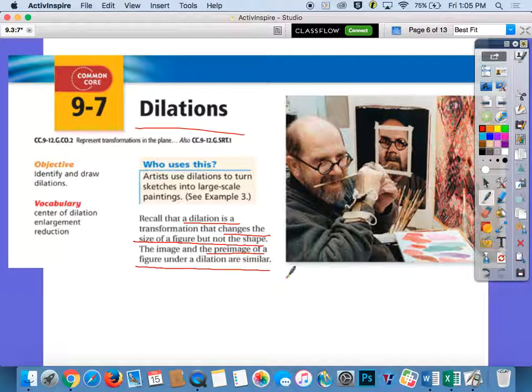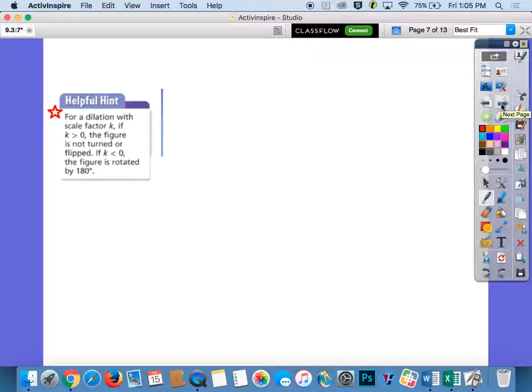Now, the image and the pre-image are not congruent, but they are similar. We did a lot of that work in chapter 7. So they're going to have the same shape. The angles are going to be congruent. The sides are going to have the same similarity ratio. So let's kind of revisit that. This is really the only new thing that you guys are going to see here.